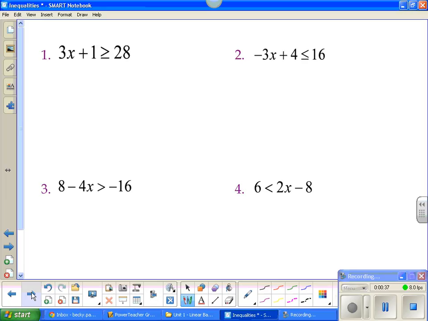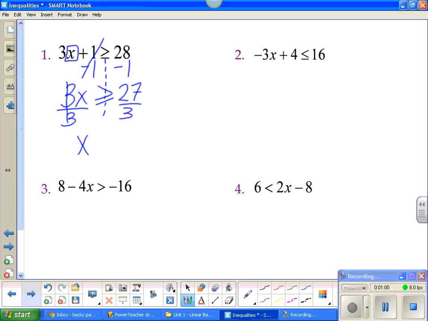So in looking at number 1, again, this is your wall. Here's your x. You want to get the x by itself, so you're going to subtract 1. So I have 3x. Do not bring down an equals. Bring down that inequality, that greater than or equal to sign. 28 minus 1 is 27. Divide both sides by 3. Now I'm dividing by a positive number, so I do not flip anything. That inequality stays greater than or equal to, and 27 divided by 3 is 9.